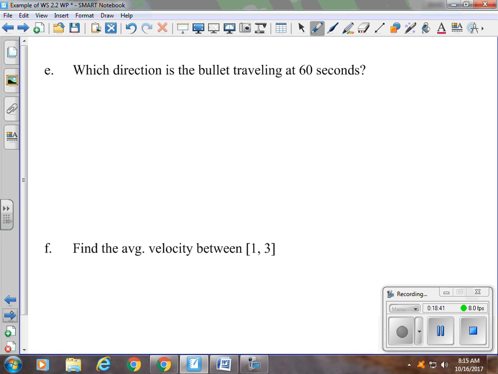So there are a lot of things I can do. I can set the original problem equal to 0 for the position to find out when it hit the ground. I can find out what direction it's going at any given time by just plugging it into the velocity formula.